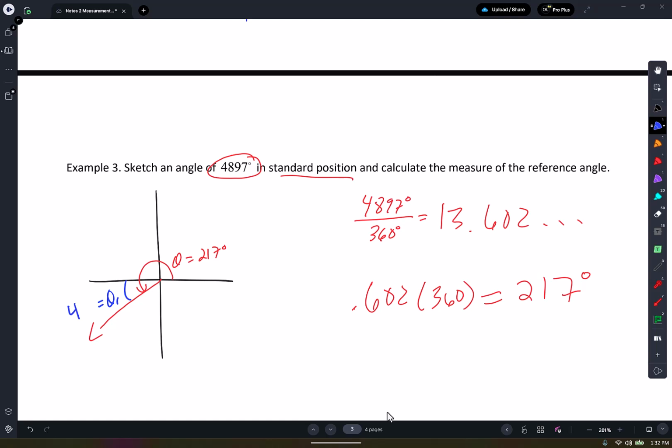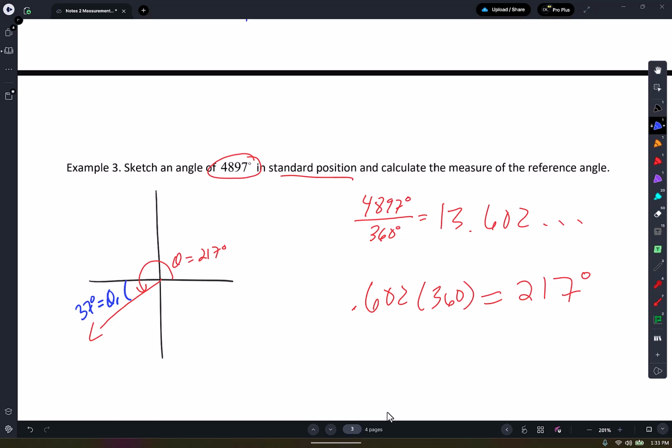Is it 37 or 47? 37. I was about to put 47. 17, 27, 37. Yep, 37 degrees. And there it is. Is that all they wanted? Then I calculate the measure of the reference. So yeah, that's all they wanted. Wait, just to clarify. Yeah. 37 degrees.